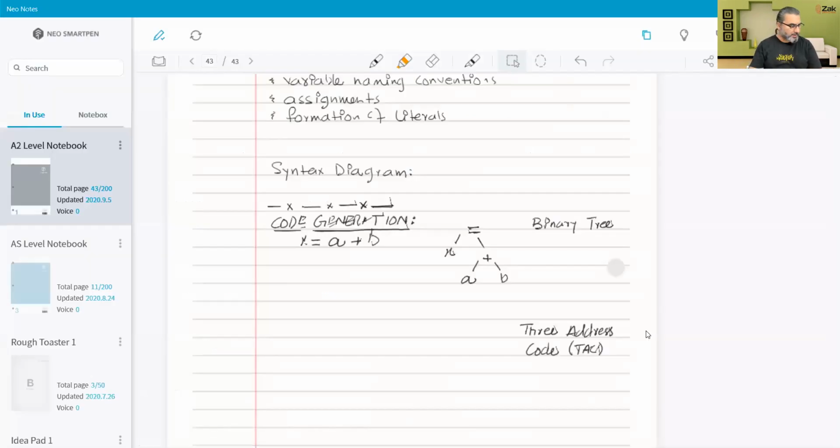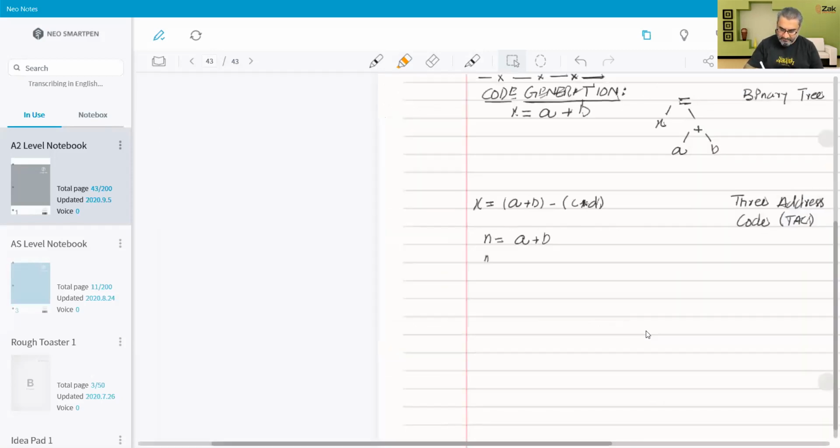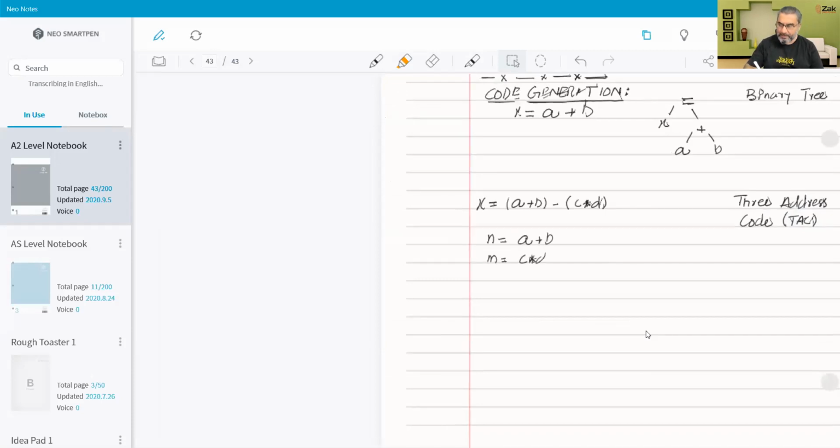So get the idea. If we have a larger equation like A plus B minus C multiply D, and then X is equal to... All right, so we would write N is equal to A plus B, M is equal to C multiply D, and then X is equal to N minus M. So this is actually three address code, or TAC.